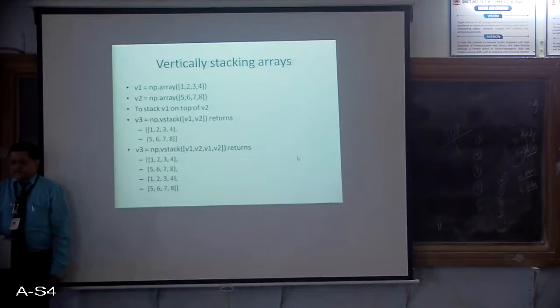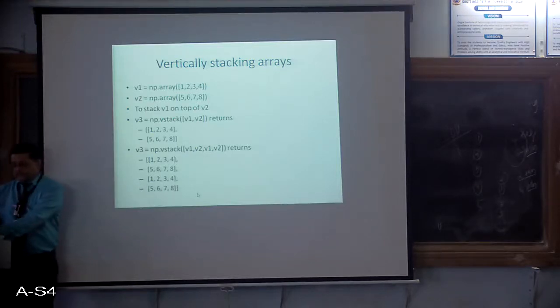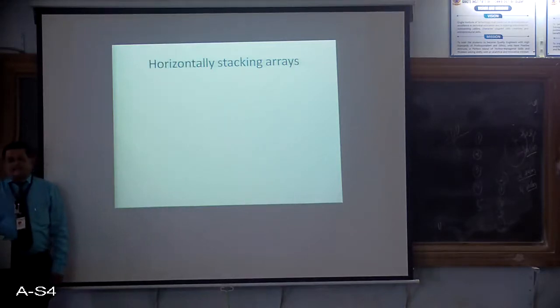Similarly, you can have repetition performed in stacking, that is V1, V2, V1, V2 returns a 4 by 4 array or 4 by 4 matrix, where the first row is V1, second row is V2, third row is V1, and fourth row is V2 again. This is what we call vertical stacking of arrays. We'll proceed further and look at horizontally stacking arrays.